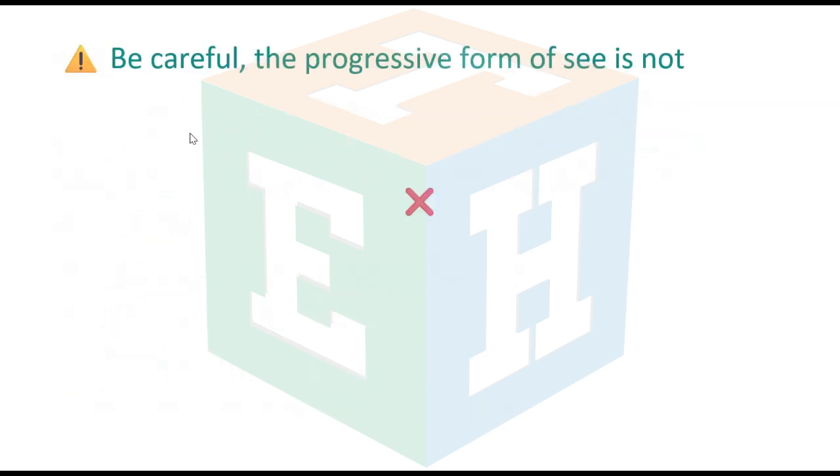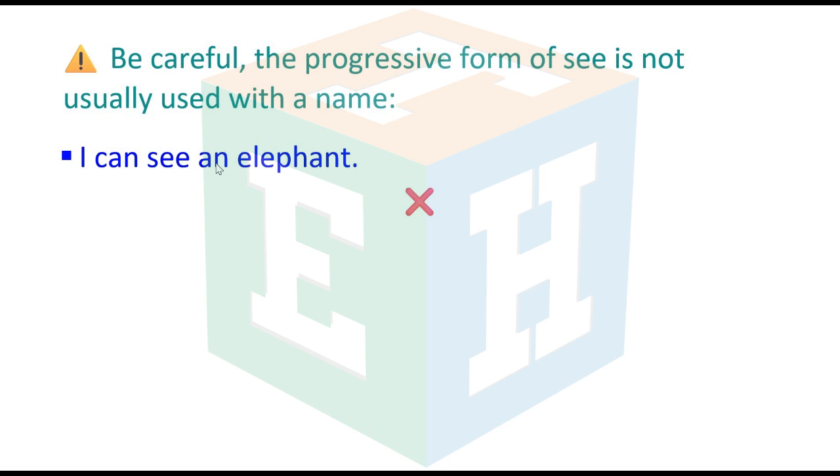Be careful, the progressive form of see is not usually used with a name. I can see an elephant. This is correct. And I am seeing an elephant is wrong.